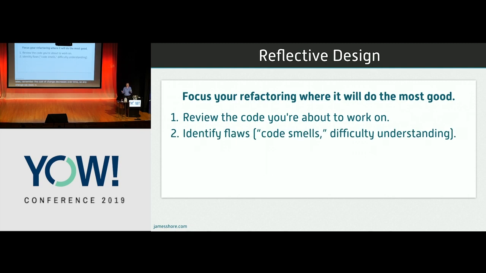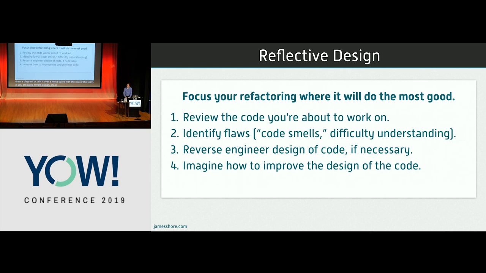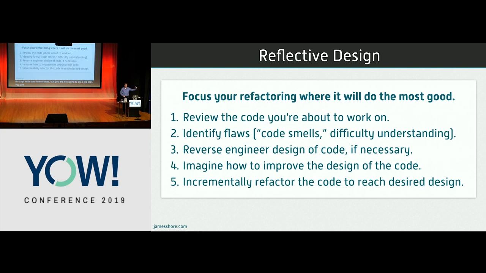If necessary, you might need to reverse engineer the design of the code. If it's complicated, you'll draw a class diagram or maybe talk it over at a whiteboard with the rest of your team. But often, if you've been using simple design, the design will be obvious, so you won't need to do a whole lot of work here. Then you imagine how you can improve the design of the code. For bigger changes, you're going to talk it through with your teammates. But you're not going to do a big plan. What you're going to do is say, what's the first thing that we can work on? And you're going to refactor your code to incrementally reach that new design idea in small steps.